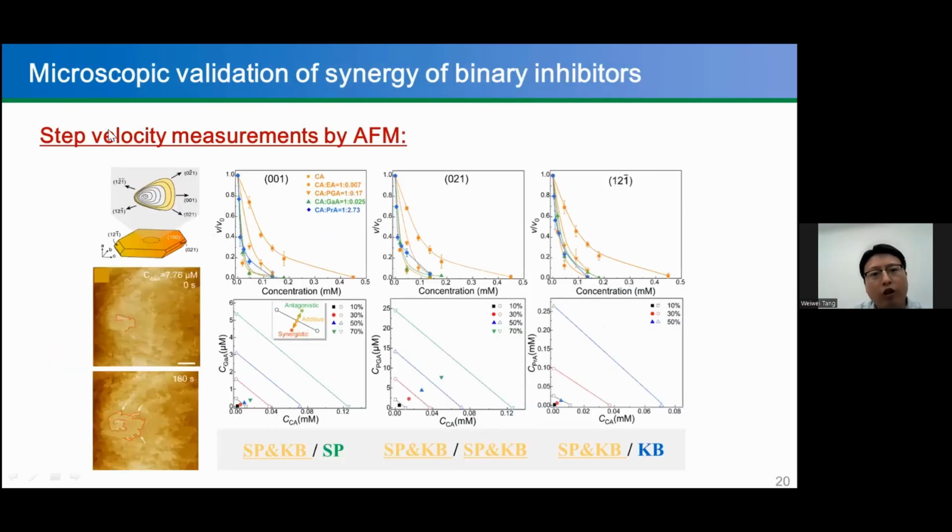So we further validate the synergy between inhibitors by using in situ atomic force microscopy. The inhibitor combination displays a rapid decrease of step velocity compared with CA alone in all 3 growth directions, which suggests strong synergistic inhibition.